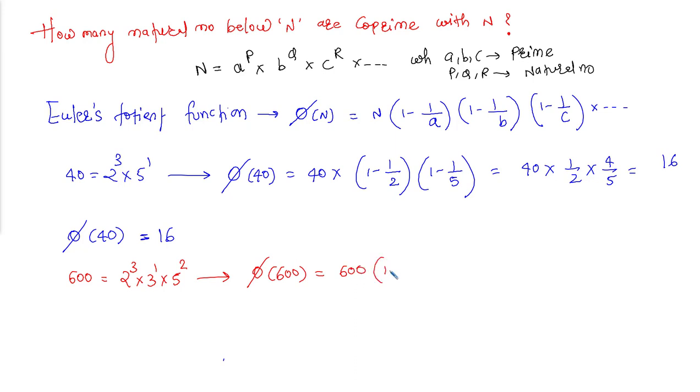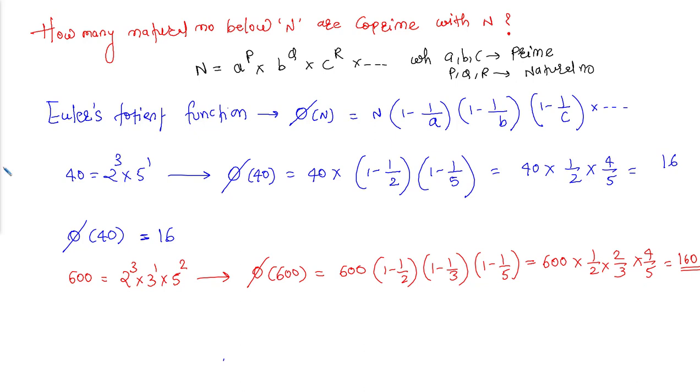600 into 1 minus 1 by 2 into 1 minus 1 by 3 into 1 minus 1 by 5. It doesn't matter what the power is. We are concerned only with the prime factors used. So this multiplication is going to be how much? 600 into 1 by 2, 2 by 3, 4 by 5. Hold on, this 2 and 2 get cancelled out. 5 3s are 15, 4s are 4, 160. There are 160 numbers which are below 600 and co-prime with 600.